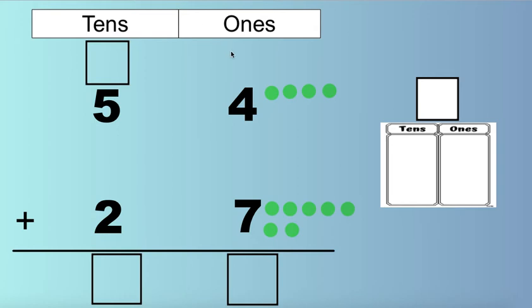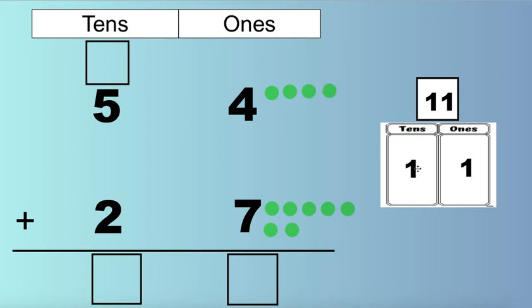Now we need to see how many there are all together. 1, 2, 3, 4, 5, 6, 7, 8, 9, 10, 11. Okay, again, we got a 2-digit number. So we need to break that number apart. I'm going to put it over here so we can break it apart in the place value chart. So the number 11, let's look at the number. There's a 1 in the ones place and a 1 in the tens place.